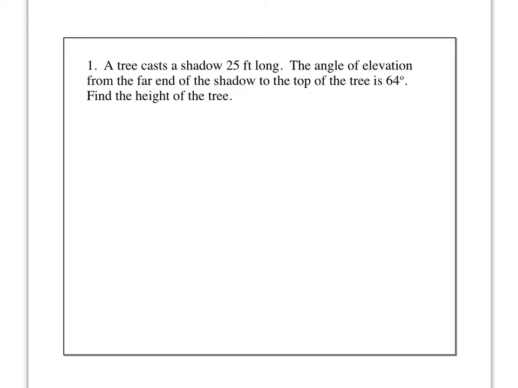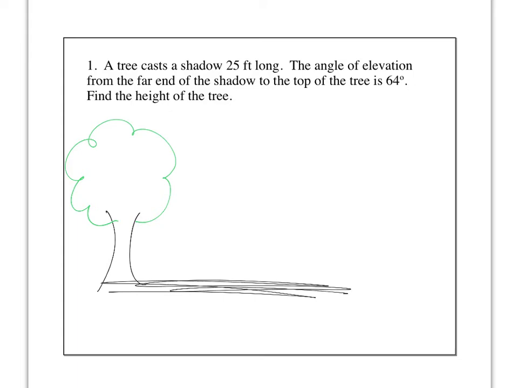So all of today's lesson is word problems, your favorite. So let's get started. Number 1, a tree casts a shadow that is 25 feet long. Let's start by drawing a tree. So everybody draw your best tree here. Beautiful. And it casts a shadow. So the shadow would be on the ground. And the shadow is 25 feet long. So there it is.